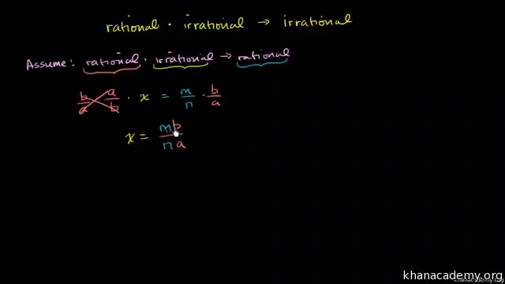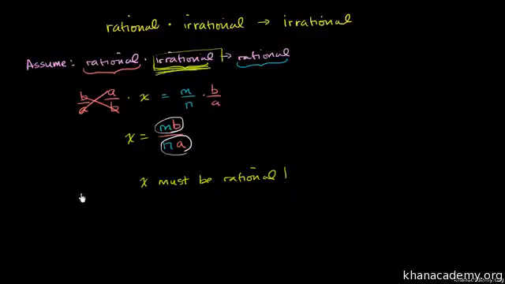So why is this interesting? Well, m is an integer, b is an integer, so this whole numerator is an integer, and then this whole denominator is some integer. So I've just, right over here, I have a ratio of two integers. So I've just expressed what we assumed to be an irrational number as the ratio of two integers. So now we have x must be rational. And that is our contradiction, because we assumed that x is irrational.